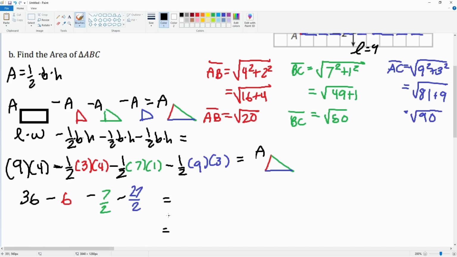Okay. Plug this into a calculator. 36 minus 6 minus 7 divided by 2 minus 27 divided by 2. That should get you the value of 13. So 36 minus 6 minus 7/2 minus 27/2 is 13. And that gets you the area of the triangle. There you go.